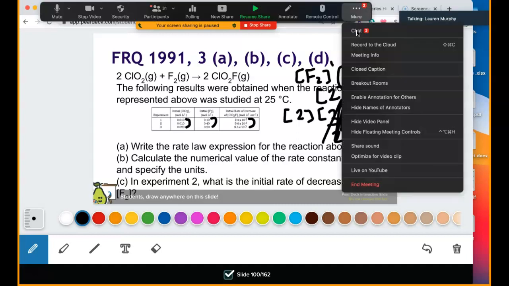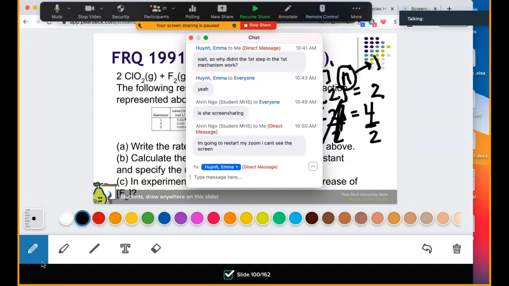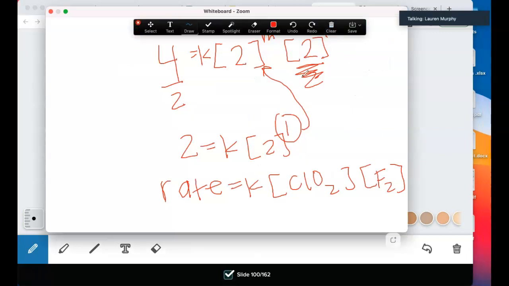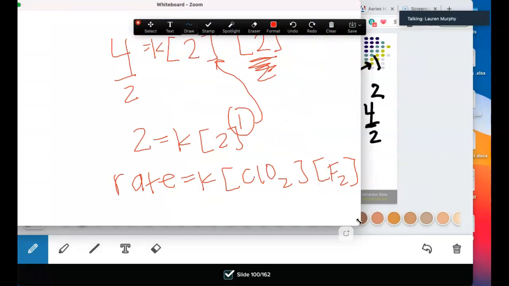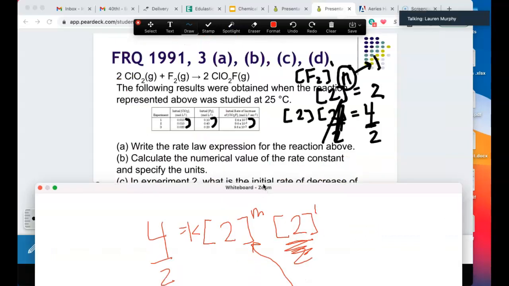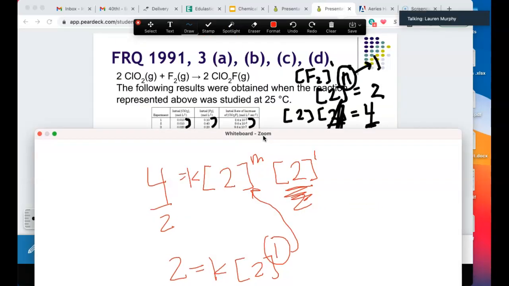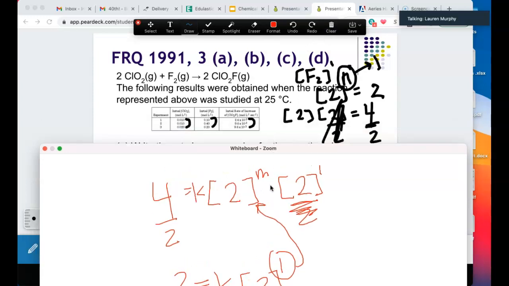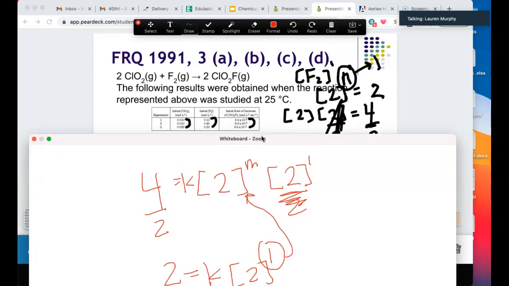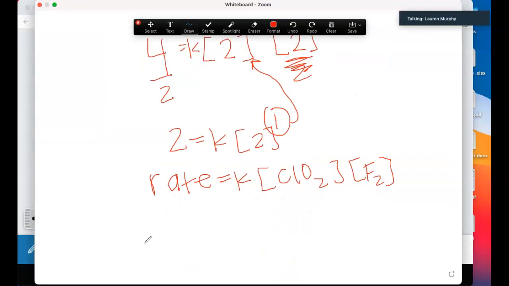Are there any questions on that? You rearrange, right, to solve for K. You pick any experiment you would like. So let's solve for K. Let's do experiment 3. So the rate constant is 9.6 times 10 to the negative third.